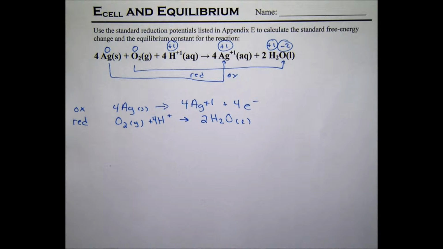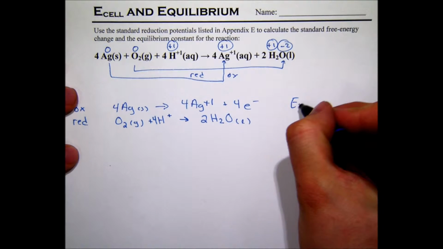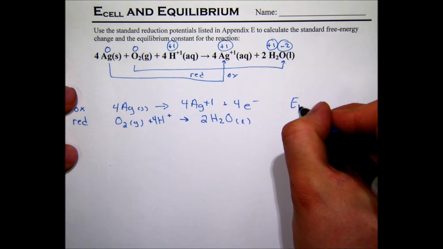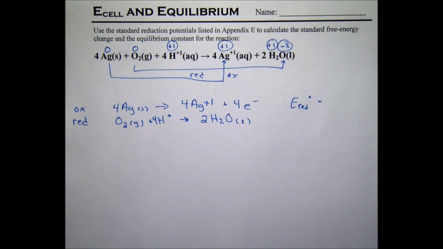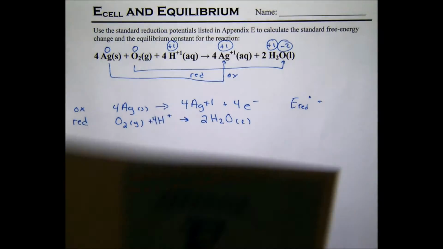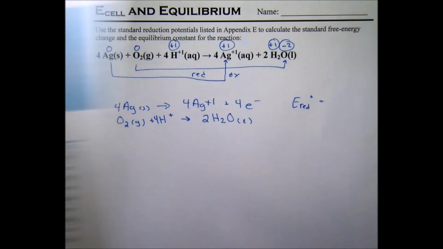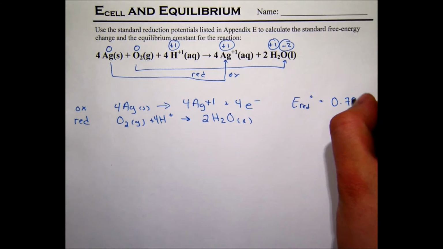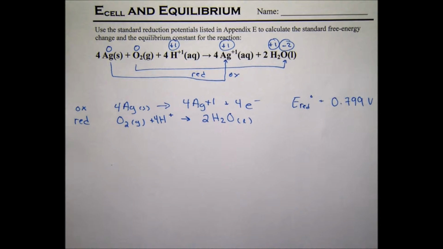So now what we'll do is we're going to have a look at the standard cell calculations. So E reduction standard state for silver plus 1. I'm just going to go to appendix E for it. So silver plus 1 is 0.799 volts. Now we need to find the other one. Should probably add my 4 electrons in here. Just noticed that wasn't there.